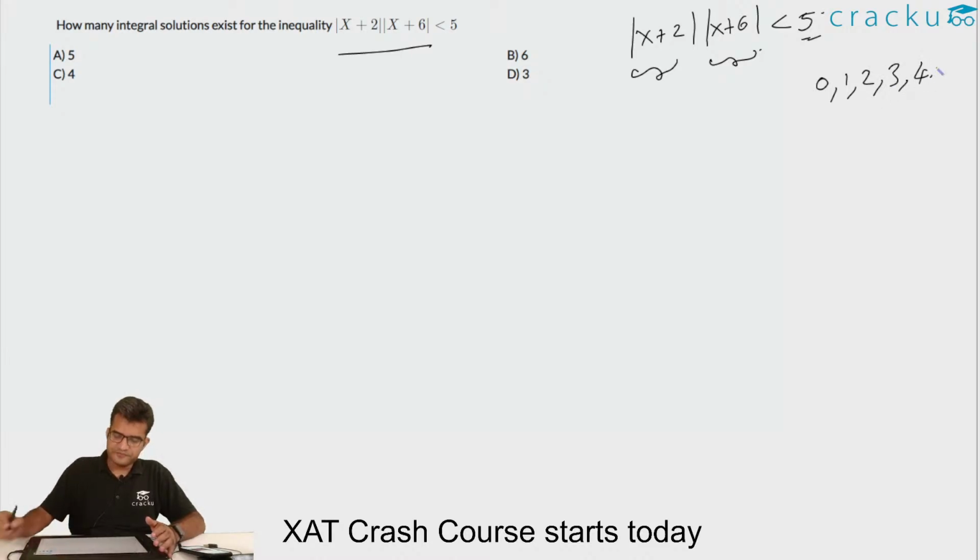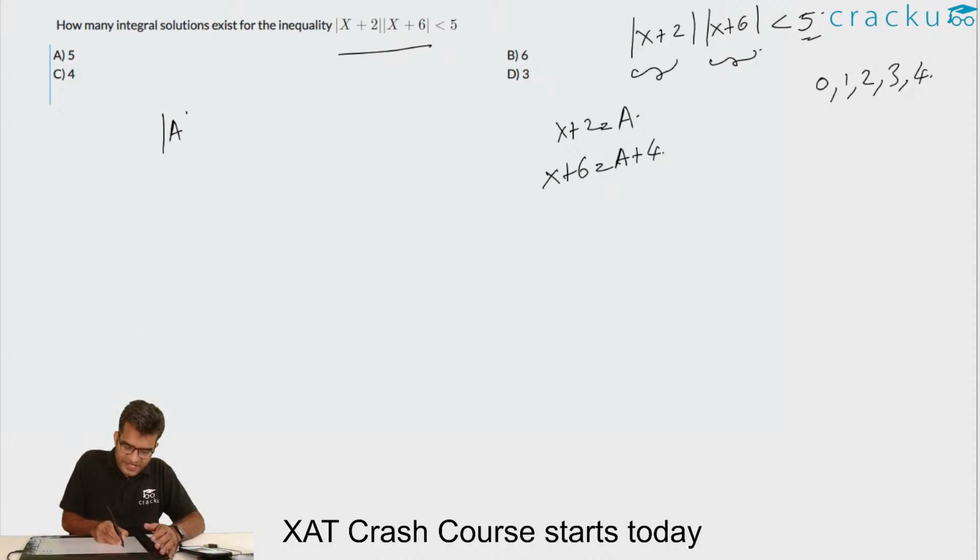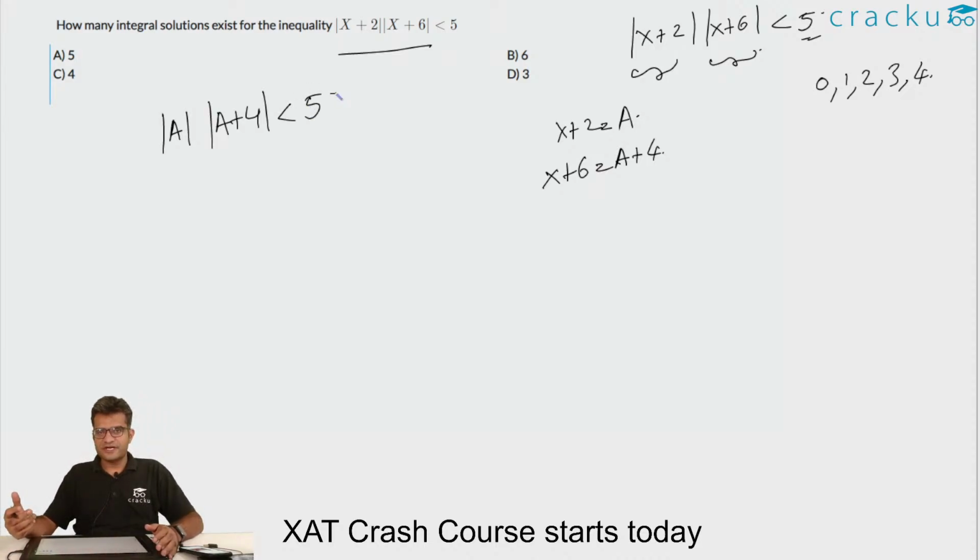To make it even more intuitive, let us write x plus 2 equal to a variable a. So x plus 6 will be a plus 4. What we are essentially given is that modulus of a into modulus of a plus 4 has to be less than 5. What is the value that a plus 4 can take?